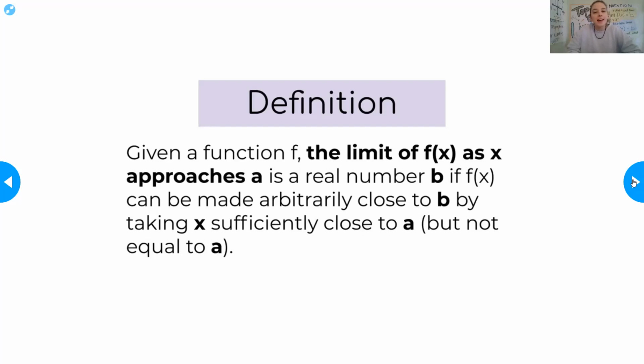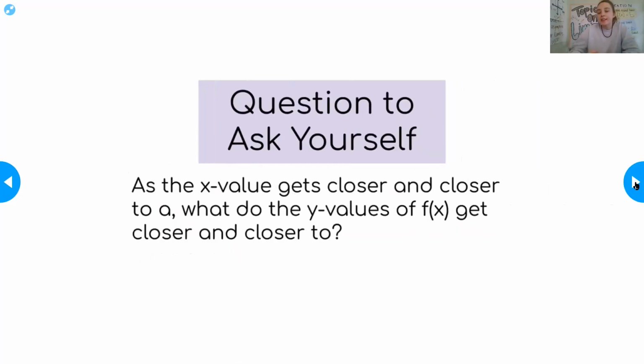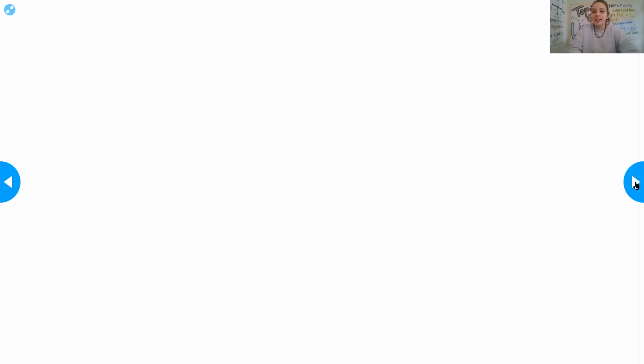So I know that might be a lot to read and understand, so I'm going to give you a question to ask yourself to help you understand limits better. All right, and this is the question. As the x values get closer and closer to a, what do the y values of f of x get closer and closer to? So I'm going to show you an example in Desmos.